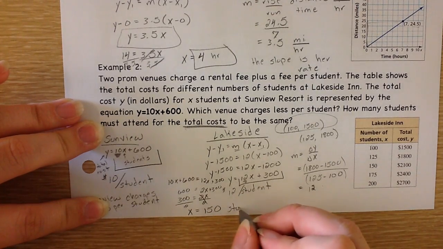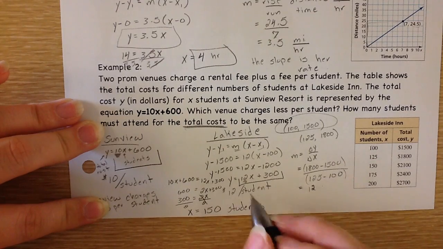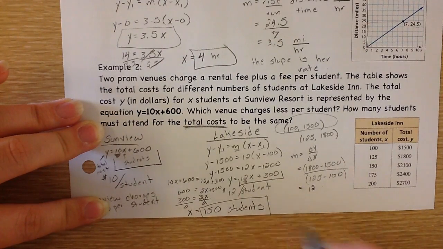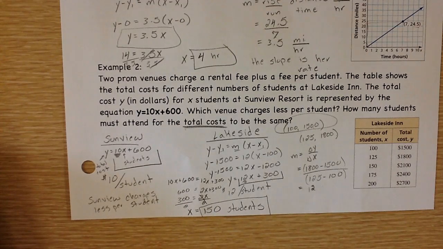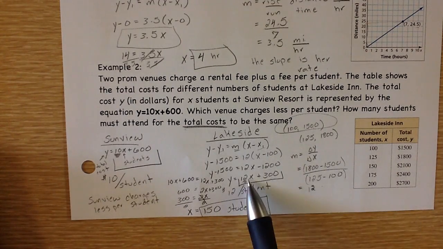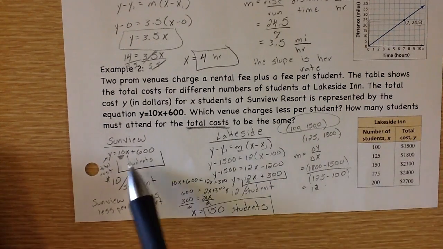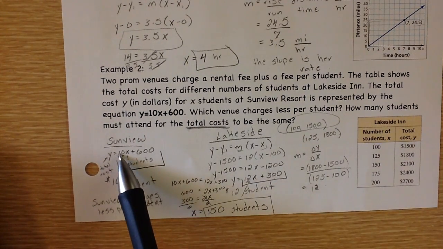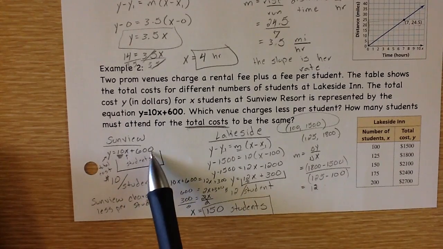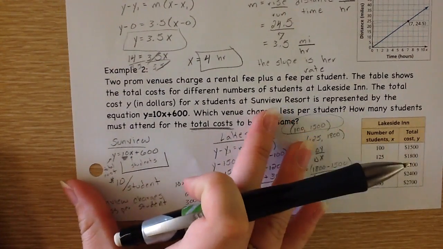So 150 students would have to go to make the two places cost the same. Because again, this one is charging more per student, but has a lower rental fee. This one is charging less per student, but has a higher rental fee.